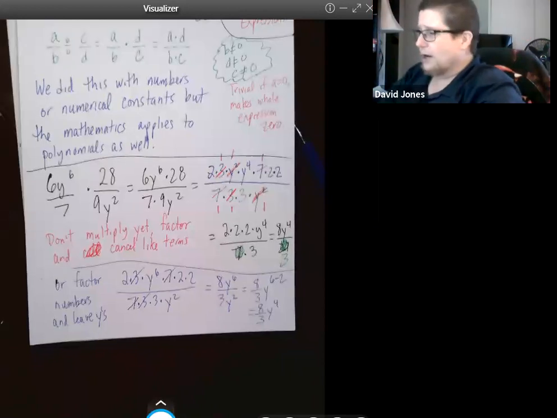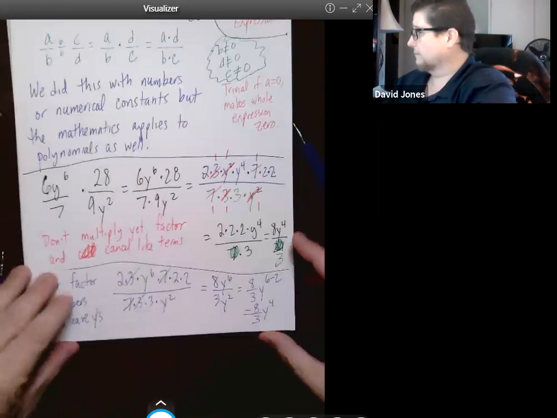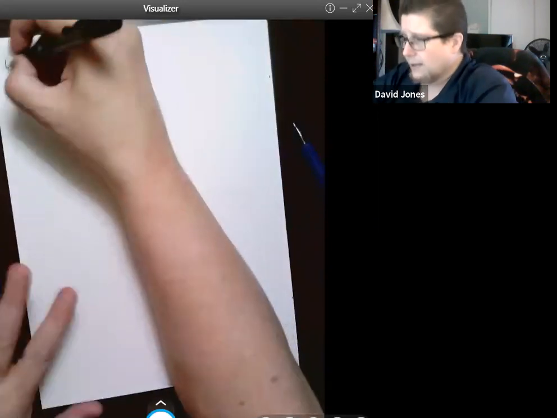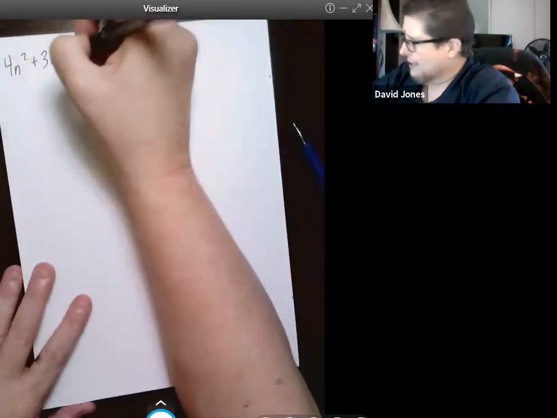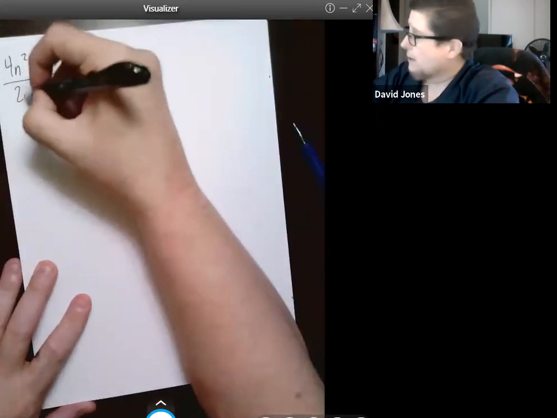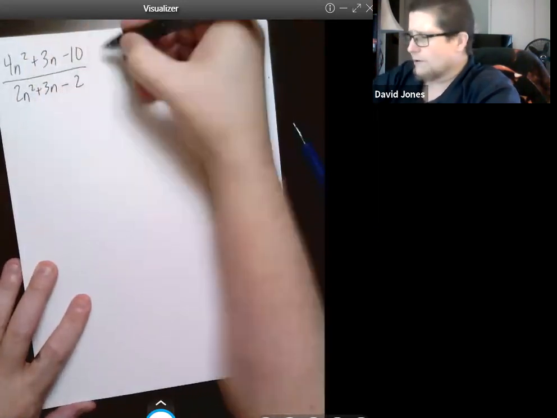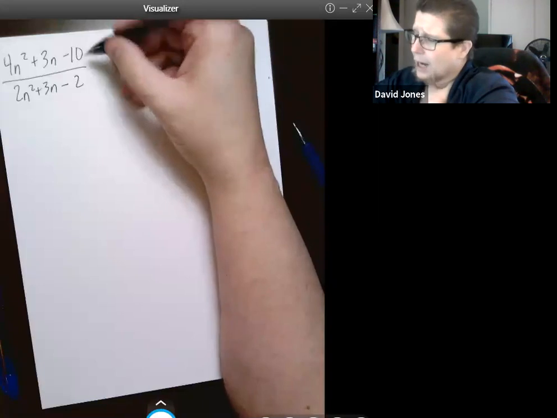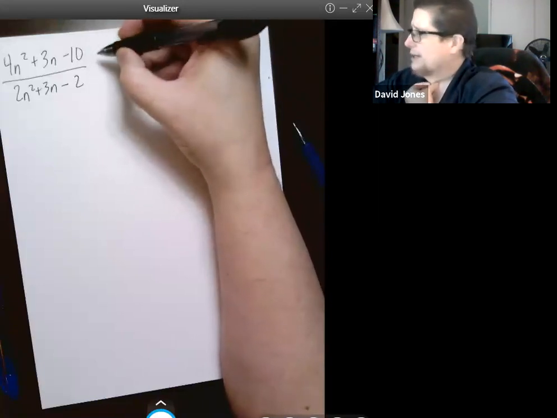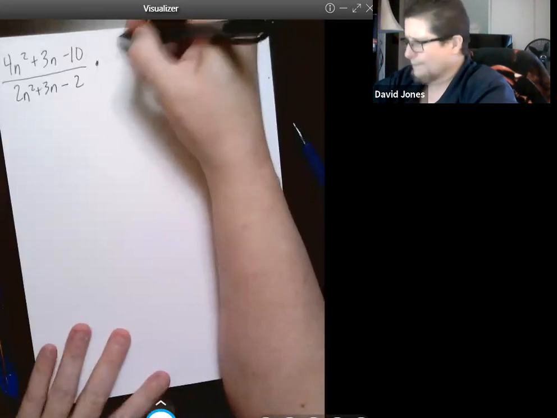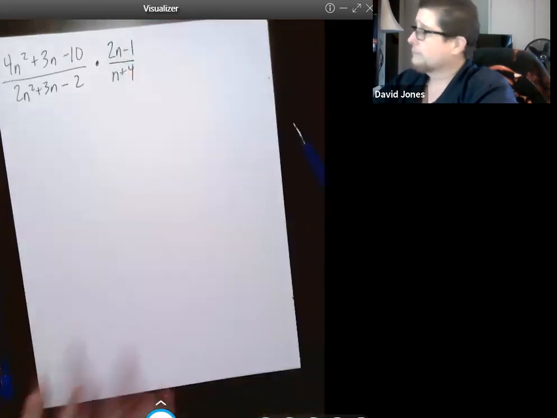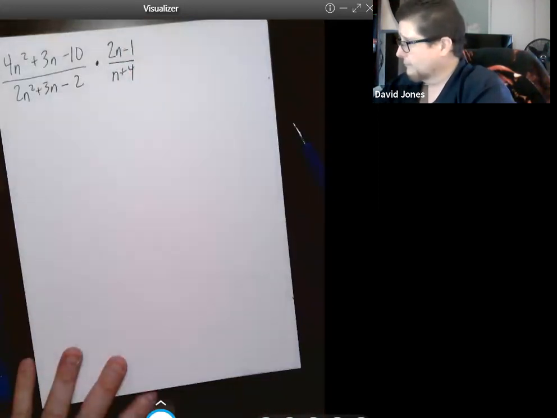Let's give you another one, a little more challenging. I want you to pause this when I'm done writing it and try factoring this and simplifying this as much as you can. On the first expression, I've got the quantity 4n squared plus 3n minus 10. And on the bottom, I've got the quantity 2n squared plus 3n minus 2. And I'm going to multiply that by the rational expression. We'll have 2n minus 1 on top and n plus 4 on bottom. So try to simplify this.